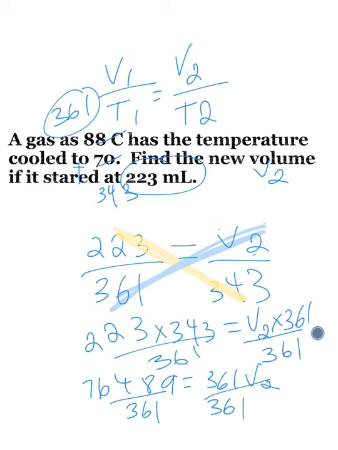So now I'm going to hit divided by 361. If this were me, I would just type 223 times 343, and then divide it by 361. Either way, it's going to work out. All right, so we get 211.88, and a lot more numbers in here. Just be reasonable on your sig figs. Your Kelvin temperatures all have 3, your other volume has 3, so it makes sense to round this one to 212 milliliters.